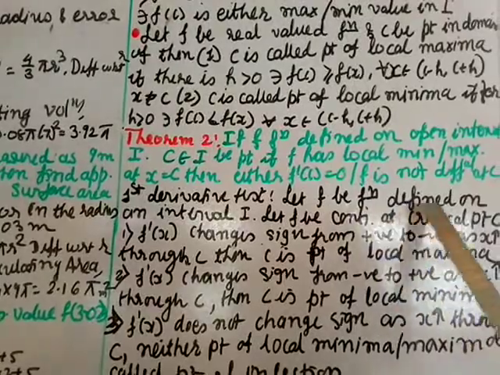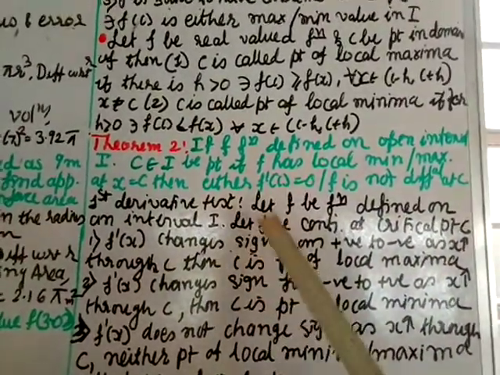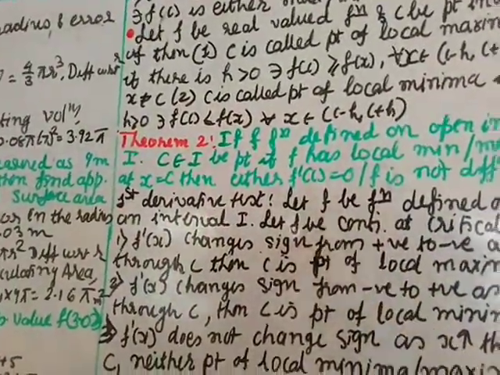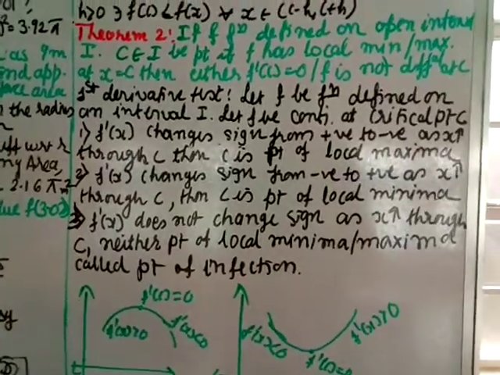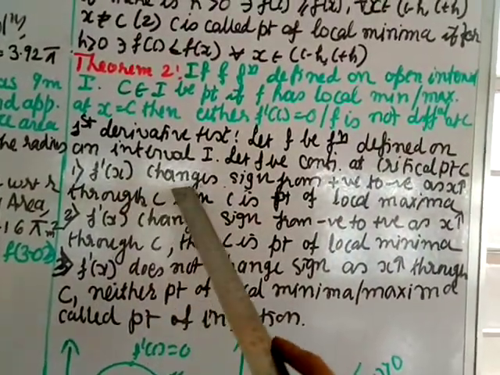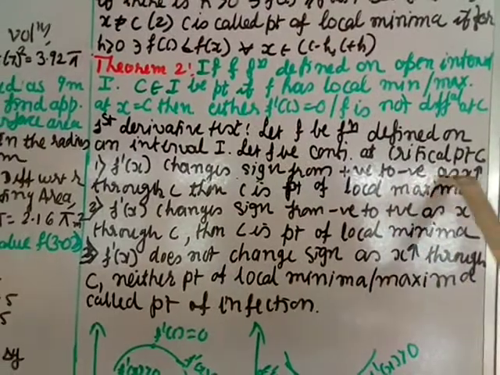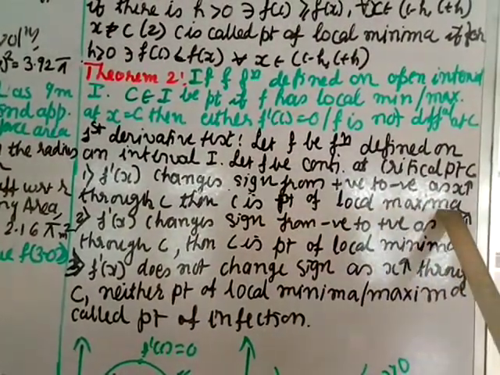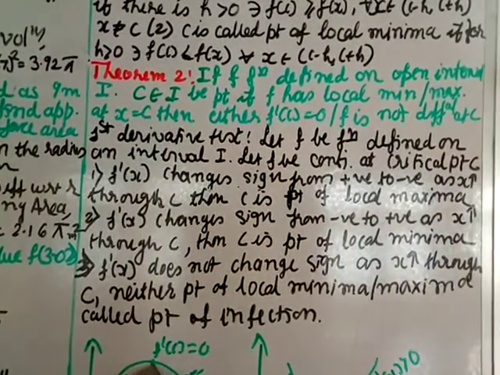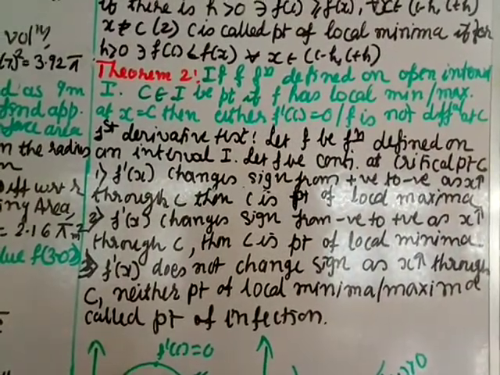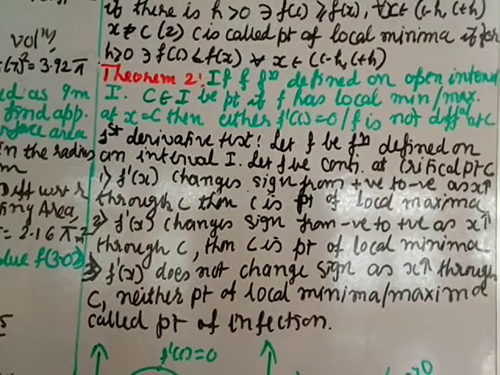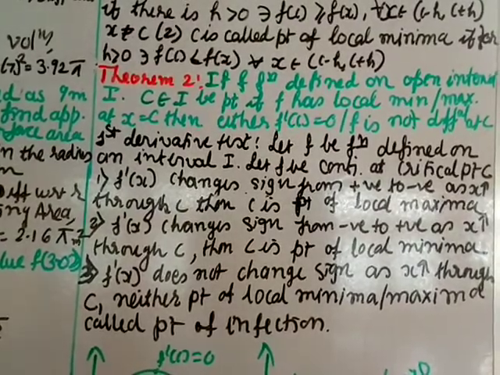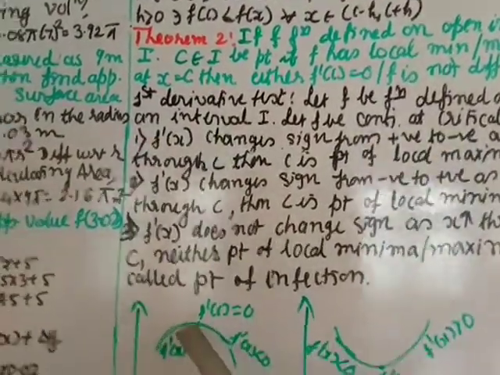Now we have two ways of finding the maxima and minima. The first one is the first derivative test. Let f be a function defined on an interval I. If f dash x changes sign from positive to negative as x increases through c, then c is a point of local maximum. Here f dash c is 0. So this f dash c changes the sign.